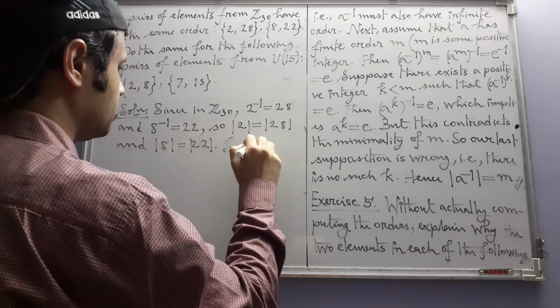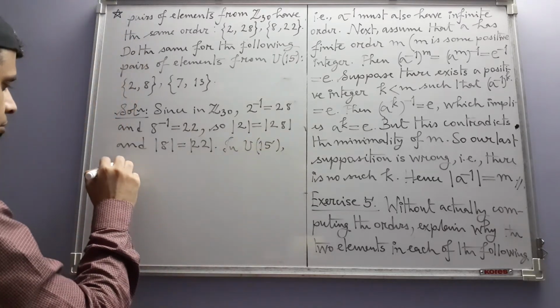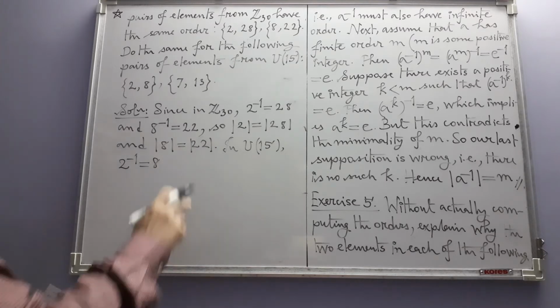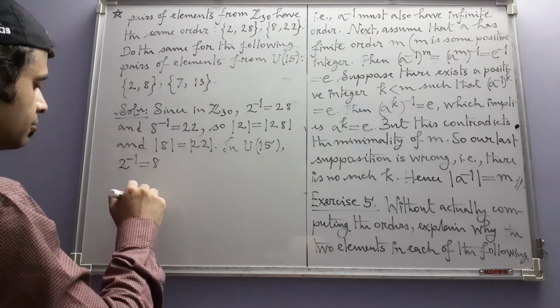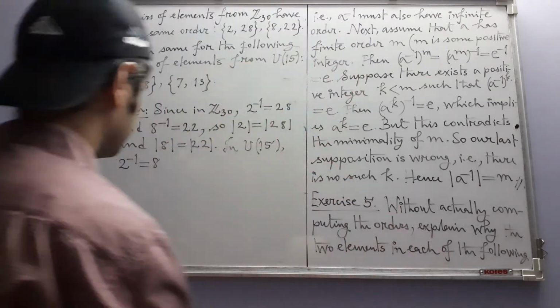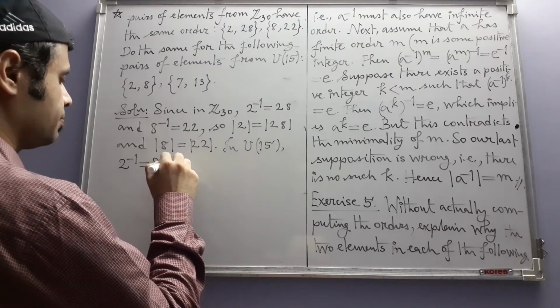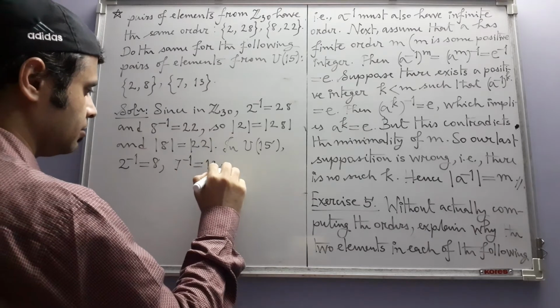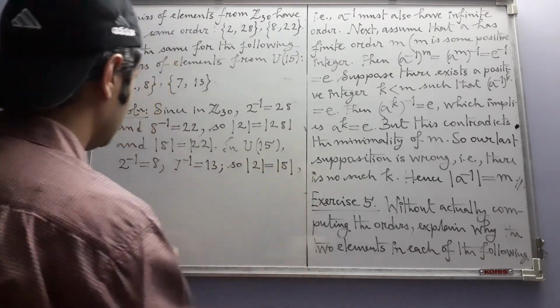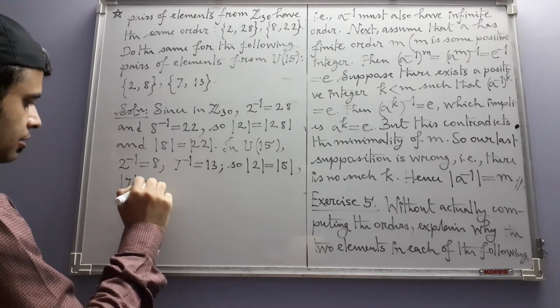In U15, 2 inverse is 8. Why? Because 8 times 2 is 16, and 16 minus 15 is 1. Like that, 7 times 13 is what? 91. 91 is congruent to 1 modulo 15, because 90 is divisible by 15. 15 times 6 is 90. And 7 inverse is equal to 13. So the orders of 2 and 8 in this group are equal, and also the orders of 7 and 13 in the same group are equal.